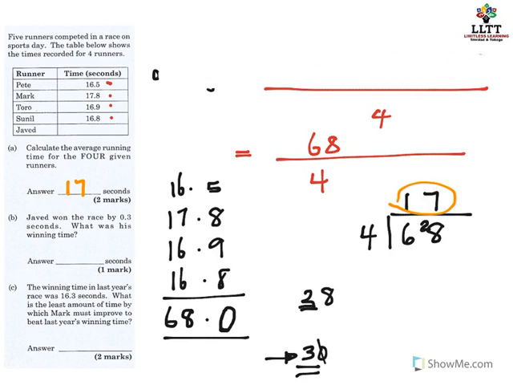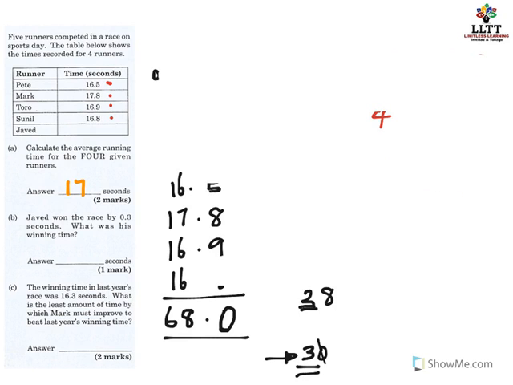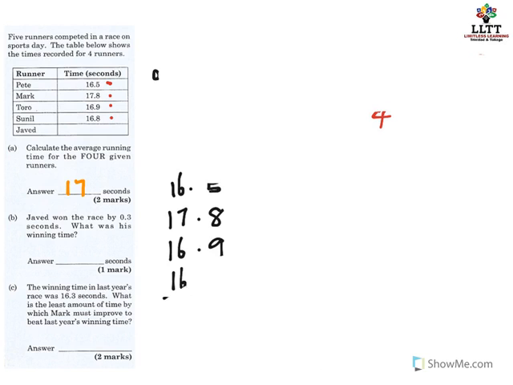Let's move on to part B. So I'm going to take off what we just did so that we can make some space. Now I just want to remind you, when we added these 4 numbers, we got 68, just in case we need to use that again. Part B: Javed won the race by 0.3 seconds. What was his winning time?